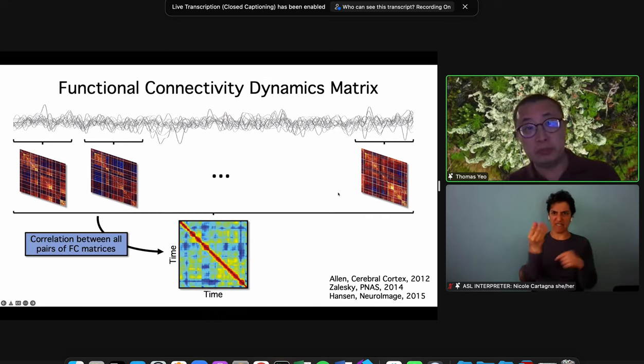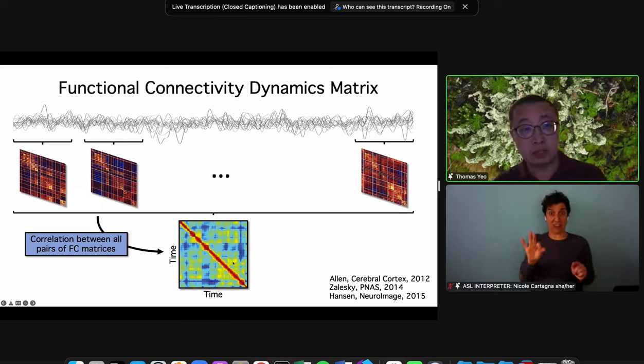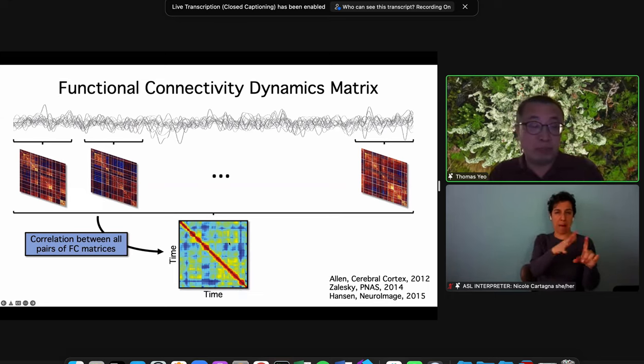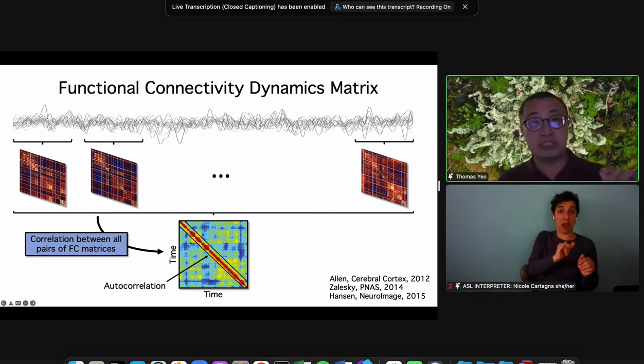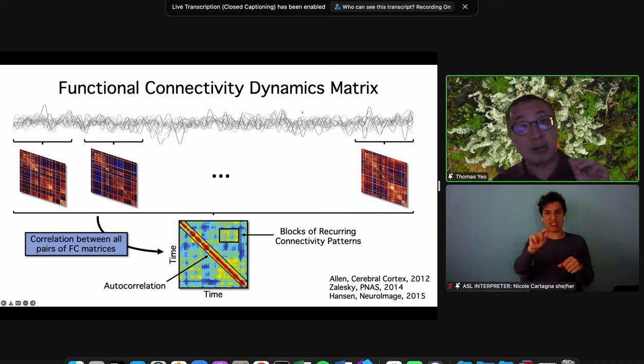So one thing that people do is to compute correlations between all pairs of functional connectivity matrices. And so we get this matrix shown here. So this is a T by T matrix, right, where T is the number of sliding windows. We call this the functional connectivity dynamics matrix. This was not introduced by us, but introduced by previous studies. The diagonals of the functional connectivity dynamics matrix are high because of autocorrelation in the fMRI data. What is very intriguing are these off-diagonal blocks of recurring functional connectivity patterns.